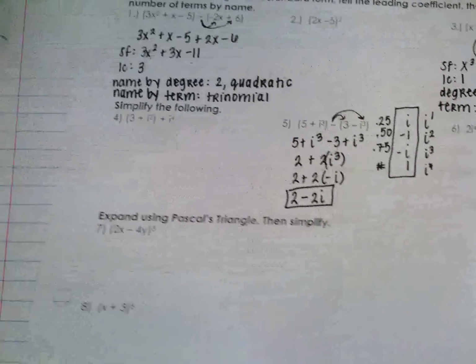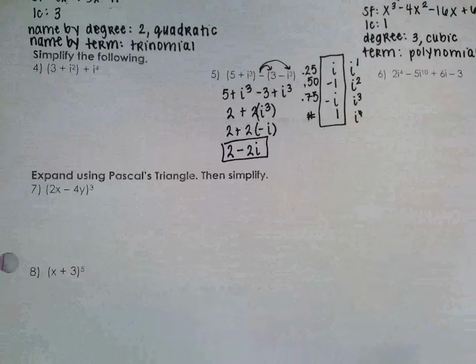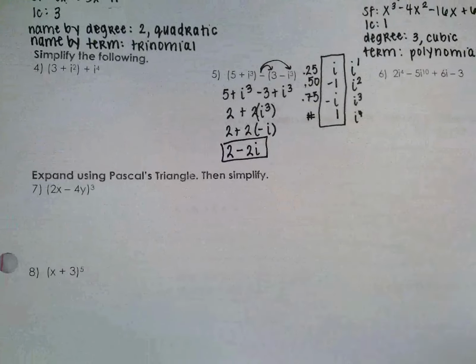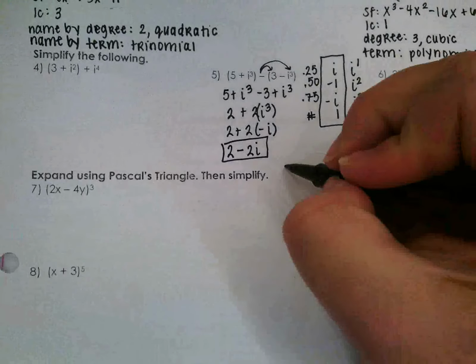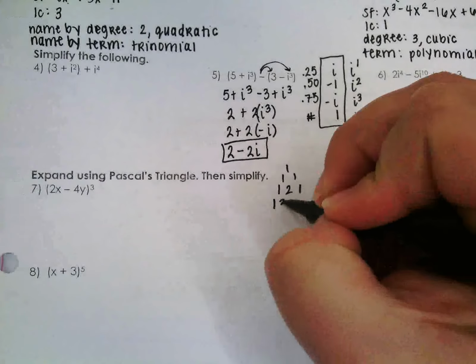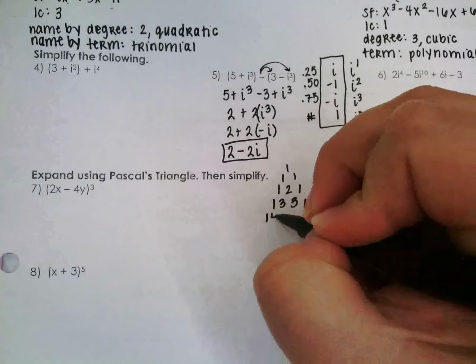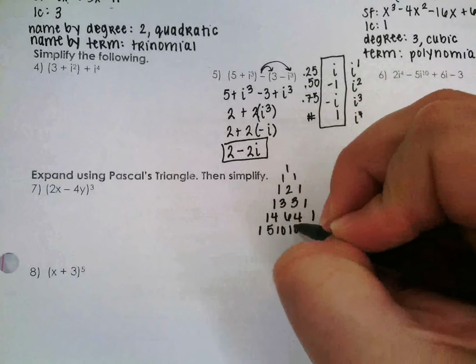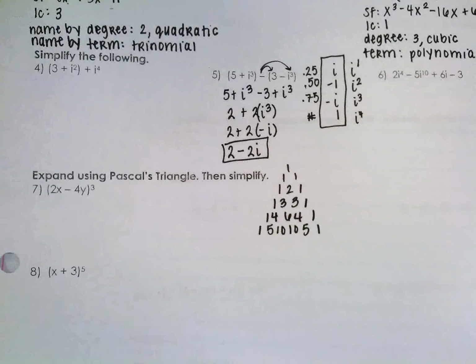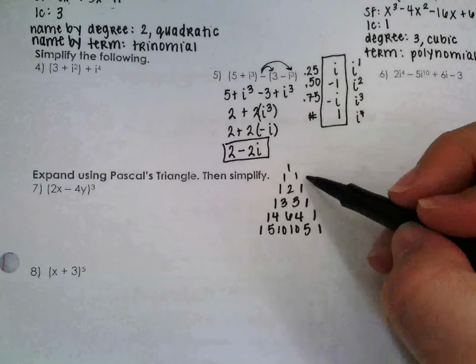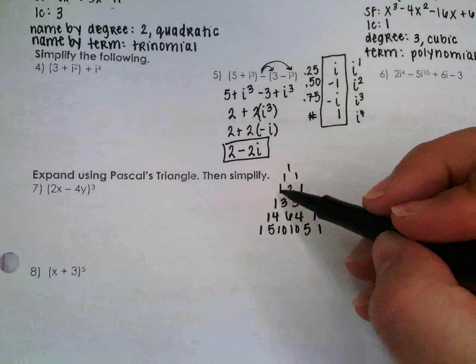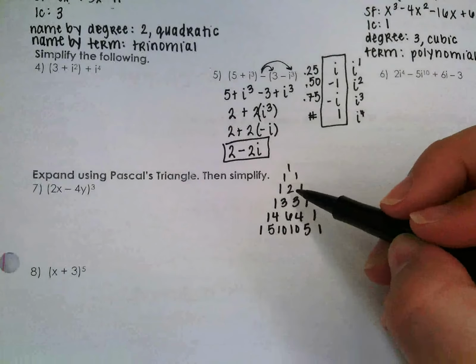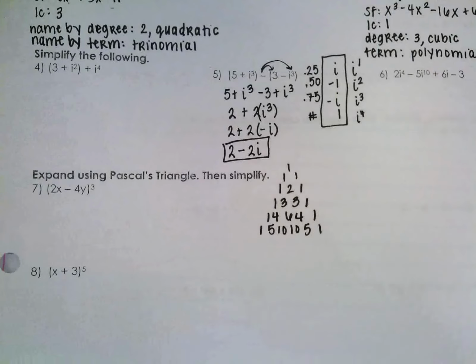All right, on number 7, it wants us to use Pascal's triangle. So Pascal's triangle is 1, 1, 1, 1, 2, 1, 1, 3, 3, 1, 1, 4, 6, 4, 1, and 1, 5, 10, 10, 5, 1. And we can build that just by adding the two terms on the top. So 1 plus 1 is 2. 1 plus 2 is 3. 2 plus 1 is 3, and so on and so forth.